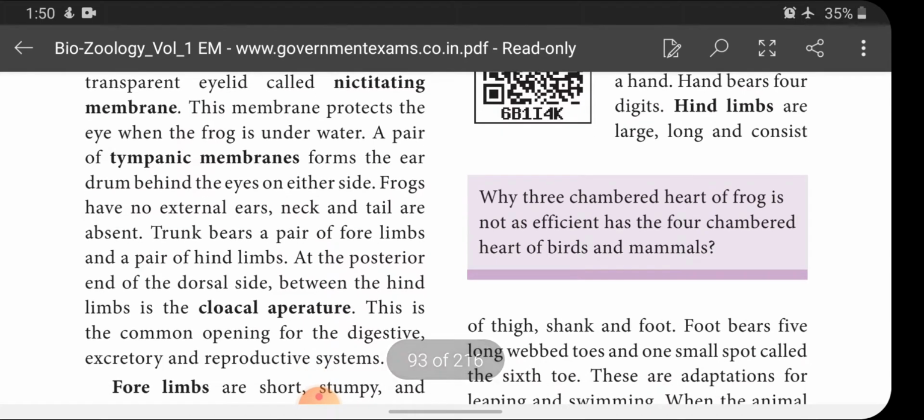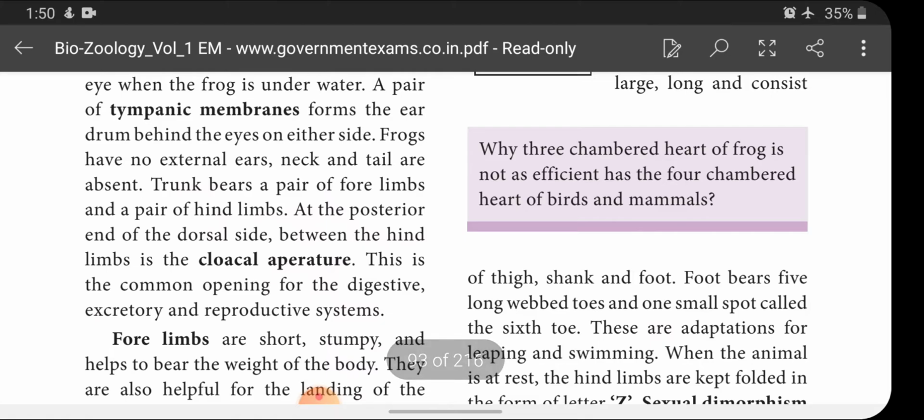A pair of tympanic membranes forms the eardrum behind the eyes on either side. Frogs have no external ears; neck and tail are absent. So about its structure, the frog has no external ears like us. We have a pinna as our external ear. Like that, the external ears are not present in the frog. Neck and tail are absent in the frog.